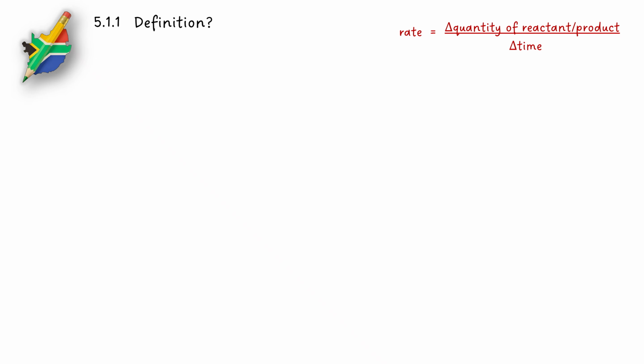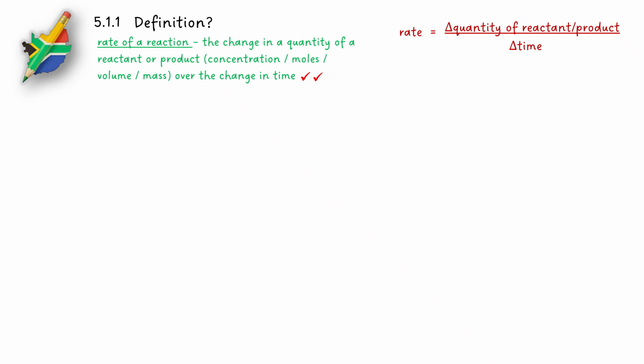The rate of a reaction is a measure of how the quantity of either a reactant or a product changes over time. The numerator can be the change in mass or concentration or moles or volume. For example, if it's the rate in terms of volume change over time, it would be the final volume minus the initial volume over the final time minus the initial time.